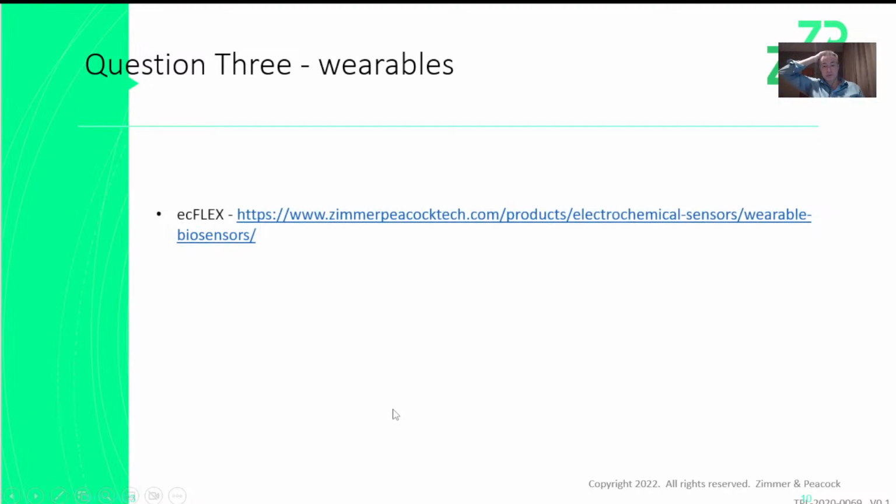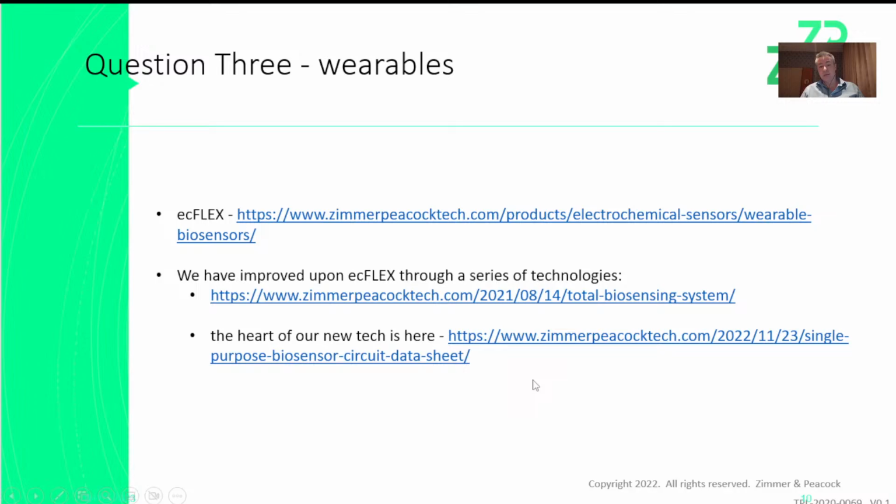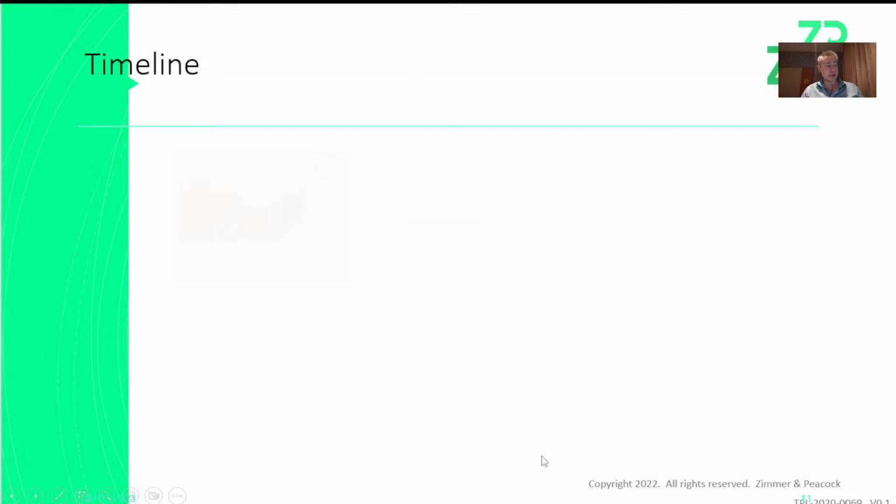Everyone's very interested in wearables these days. At ZP, there's been a bit of a history on wearables. We've had something called the ecFlex, which could almost be 5 years old at this point. So we've been doing wearables for a long time. We've sort of superseded the ecFlex by some new packages, and we've put them into something now that's the size of my thumbnail. So there's been a definite improvement or miniaturization of our wearable electronics.